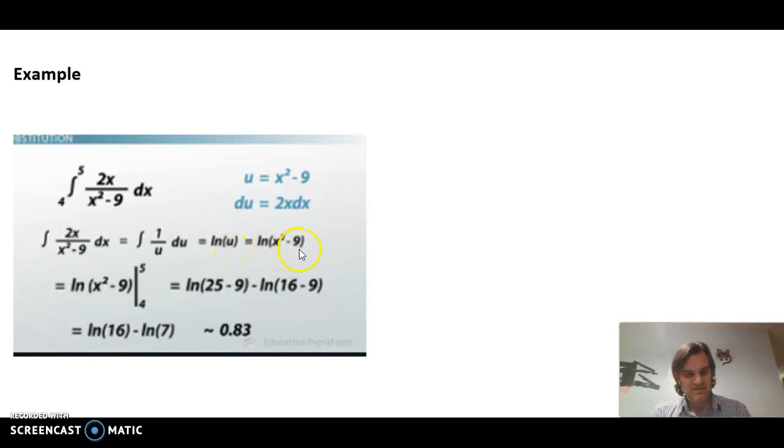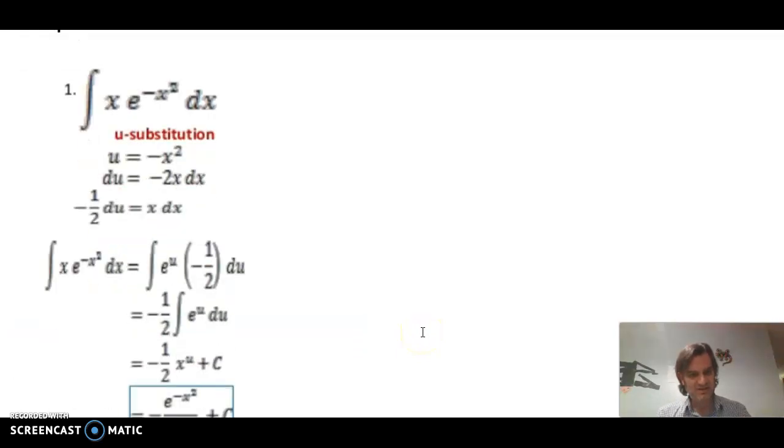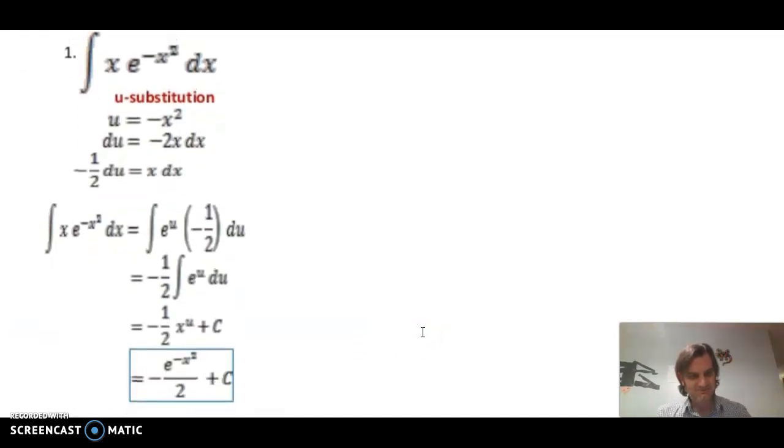We'll replace the u. Now since we've got endpoints, we don't need the plus c because it would cancel out. So natural log of x squared minus 9. And when we plug in the 5 and the 4, we basically get natural log of 16 over 7, which is approximately 0.83. Okay, take a little bit of time to think about that one. Look at some examples I've got in other places. I think this is my last example.